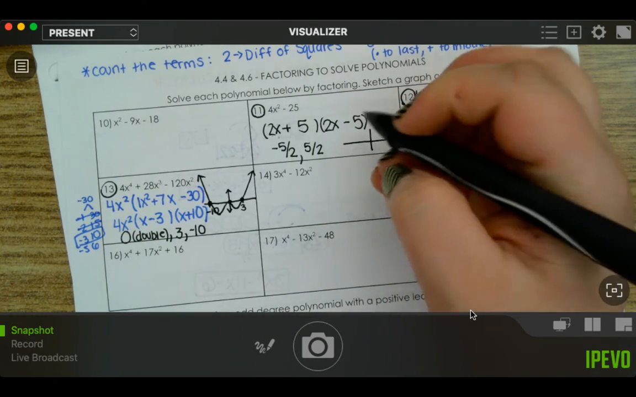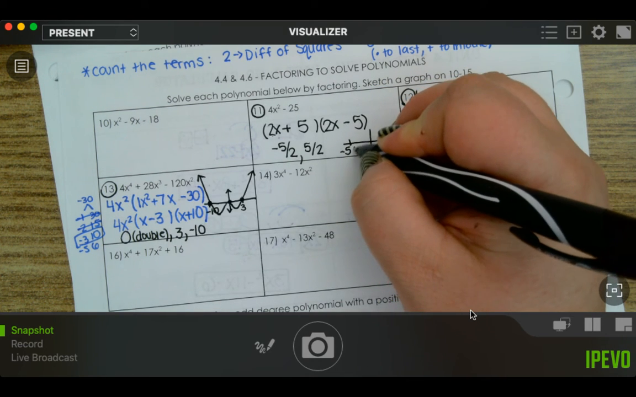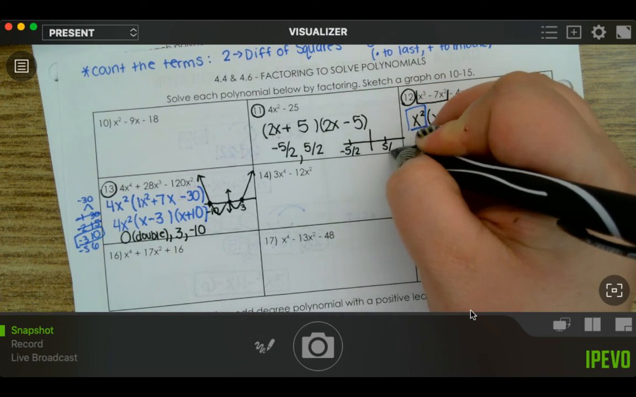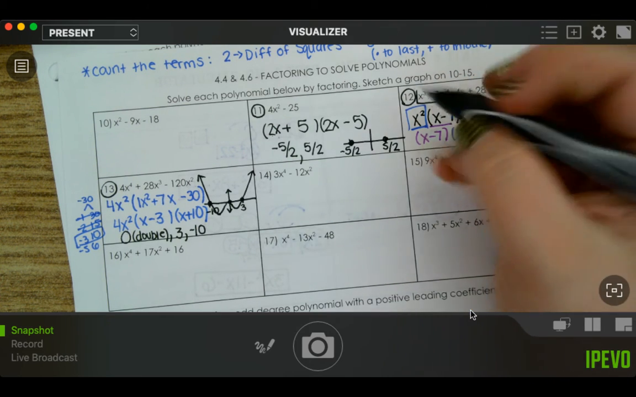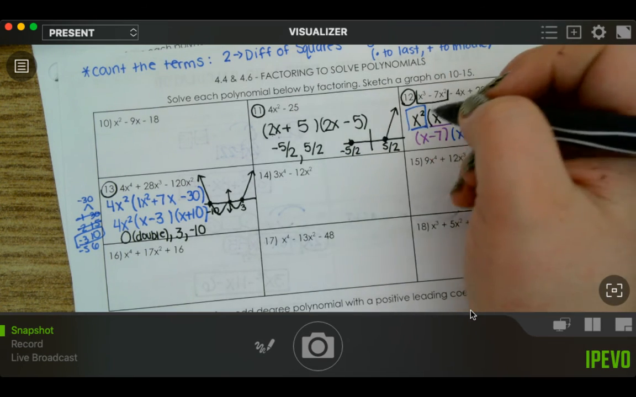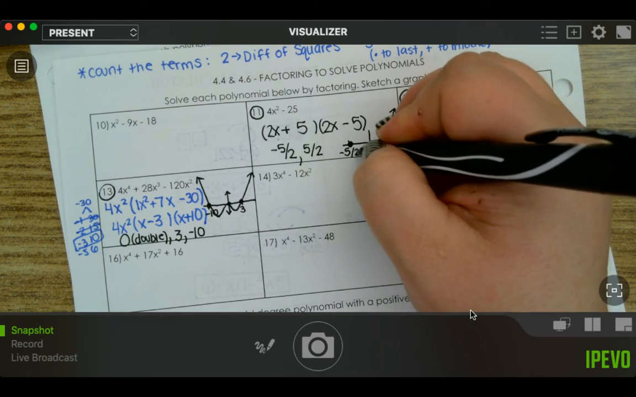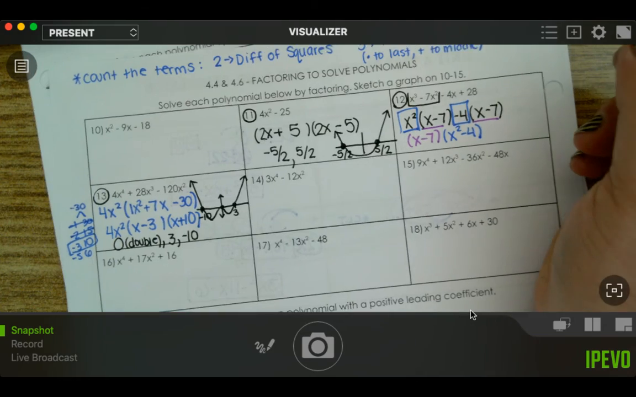Okay, that's only 2 zeros because guess what? It was only x squared. So I've got negative 5/2 and 5/2, my 2 zeros there. Since this 4 in front is not negative, it's going to go up. And it's going to cross through and cross through because neither of them are double zeros.